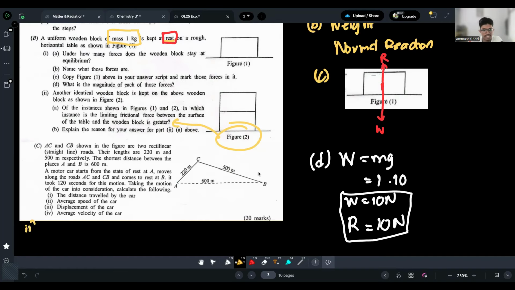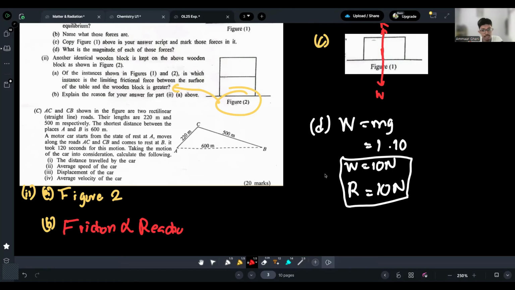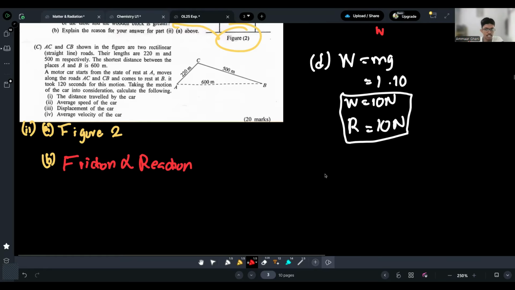So for that step, you can tell figure 2. Okay, then they're asking, explain the reason for your answer in part 2a. Explain why you are telling it's figure 2. How will you explain? You can basically tell that friction is directly proportional to the normal reaction. Friction is directly proportional to the normal reaction.